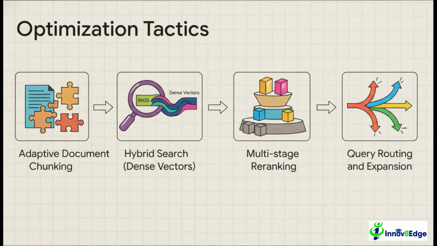To actually make this work under the hood, your technical teams need to deploy some very specific tactics. They should be using adaptive document chunking, which means grouping data by logical sections rather than just arbitrary word counts, which totally destroys context. Combine that with multi-stage re-ranking, and they'll surface the absolute highest quality data to the very top before the AI ever even sees it.